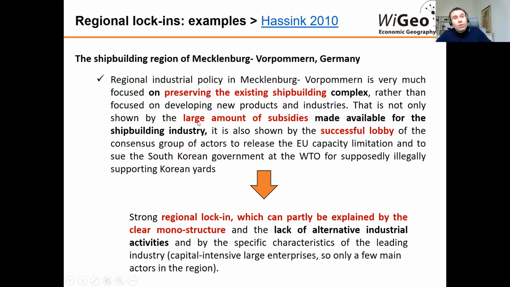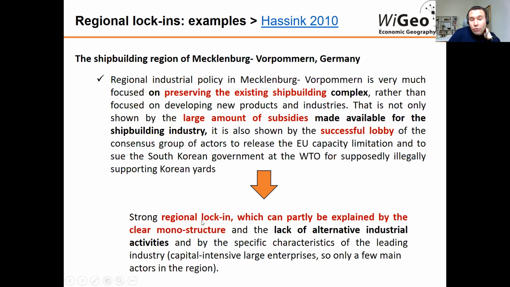The industrial policy that exists in this part of Germany influenced the preservation of the existing shipbuilding complex. They were in favor of the maintenance of this industry in the region by throwing large amounts of subsidies that are made available for the ship industry, and there was also very successful lobbying pushing for the maintenance of this activity in the region.